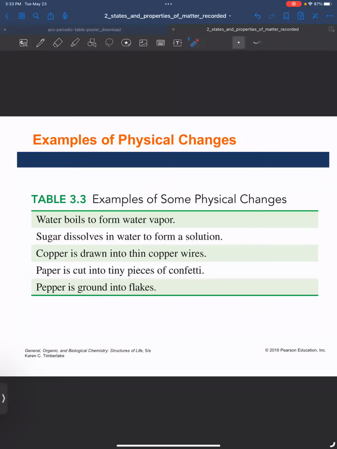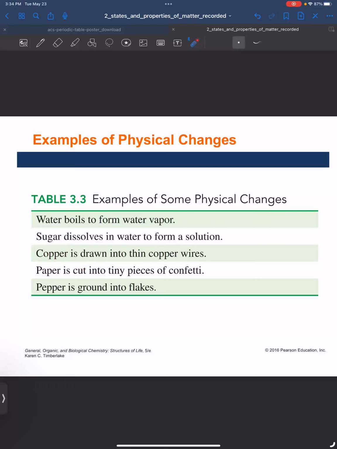Copper is drawn into thin copper wires. And so for example, we'll learn a lot about metals and how they're malleable. And so copper can be drawn into thin copper wires. And remember that copper is a good conductor of electricity. But just changing the shape of it doesn't change its identity. So this is a physical change.